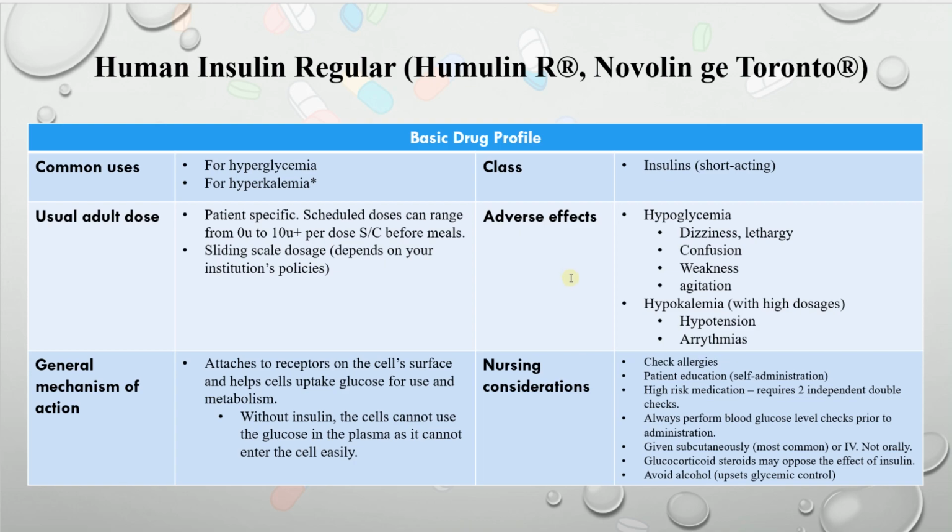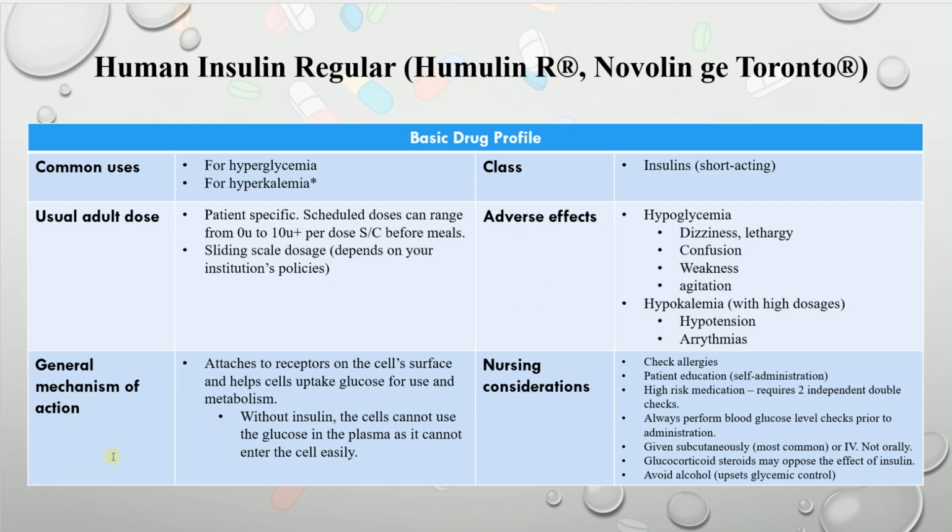The adverse effects will include hypoglycemia and the symptoms associated with hypoglycemia: dizziness, lethargy, confusion, weakness. The patient might have behavior changes, agitation, and in higher dosages, it does lead to lowering of potassium, and the lower potassium can lead to hypotension and arrhythmias. So be careful about that as well.